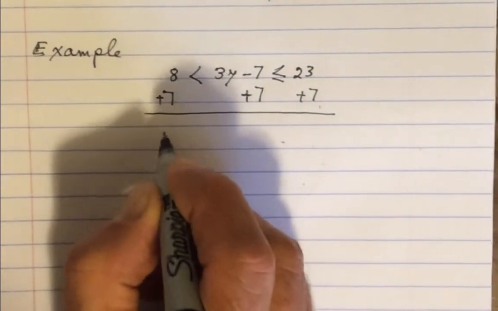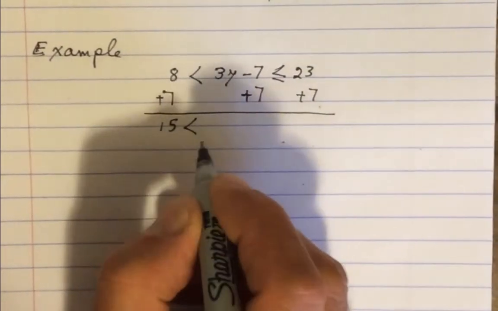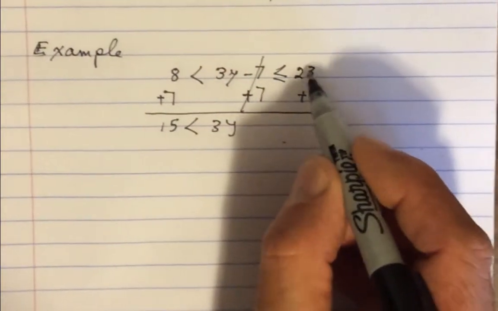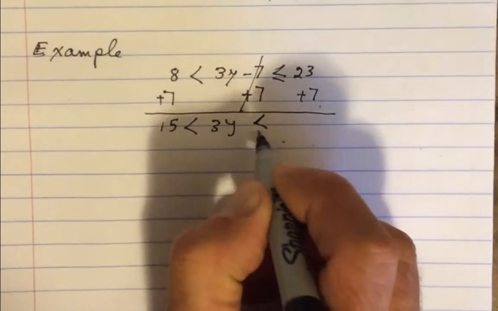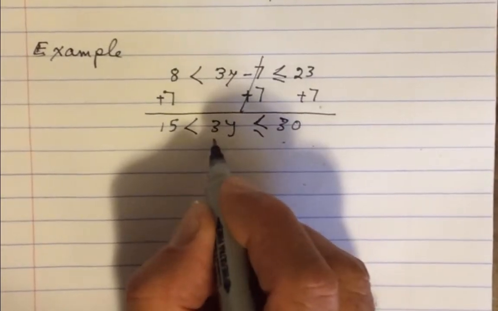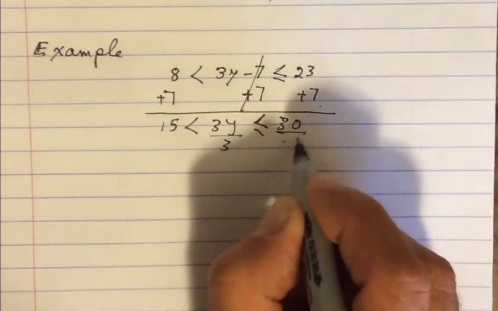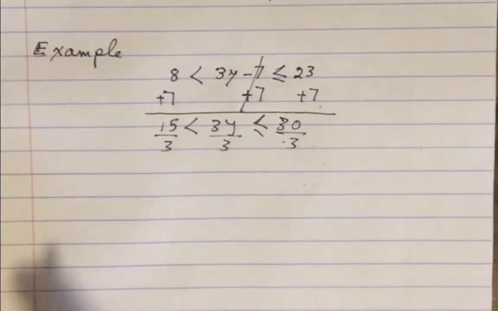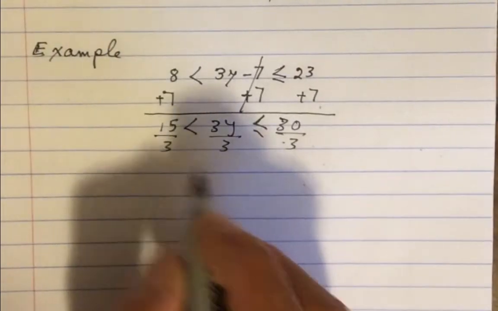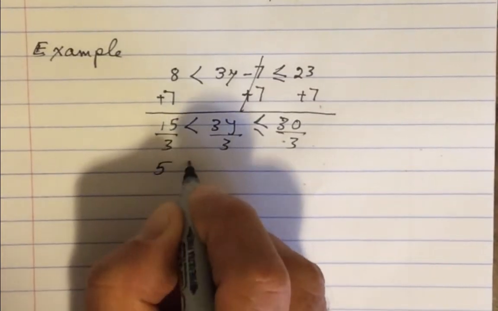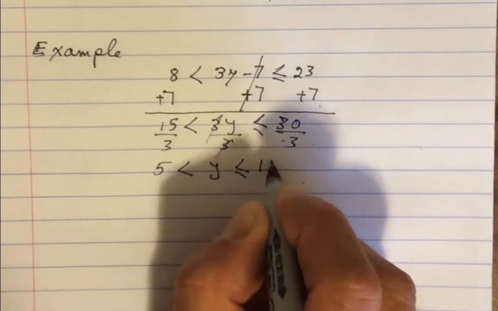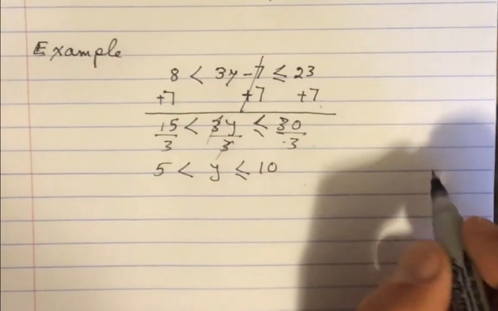Now 8 plus 7 is 15, less, this is cancelled, bring down the 3y, 23 plus 7, that's going to be 30. Now we want to get the y by itself, so we divide by 3, we divide by 3, we divide by 3. Since we're dividing by a positive number, you don't need to switch this. So 15 divided by 3 is 5. 3 cancelled. Y less or equal to 10. Now we just need to graph it.